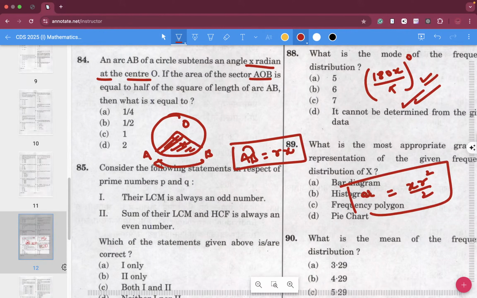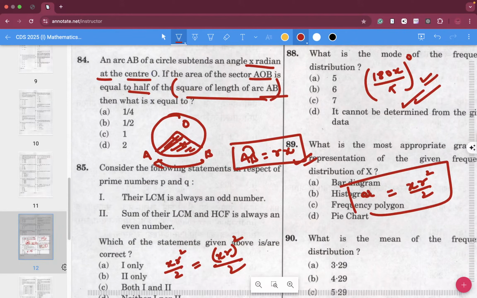Now they say if the area of the sector is equal to half of the square of the length of AB. Let's read this one carefully. The area, x r square by 2, is equal to half of the square of the length. First listen, first is the square of the length, which means x r square, and then half of that. This is what they are saying, right? This is what it means.